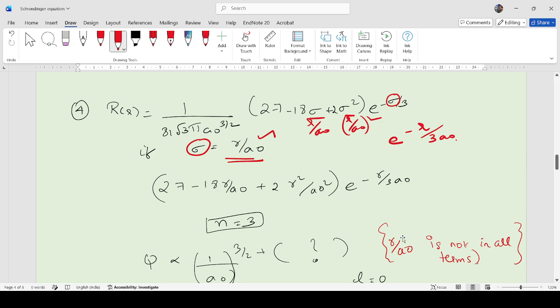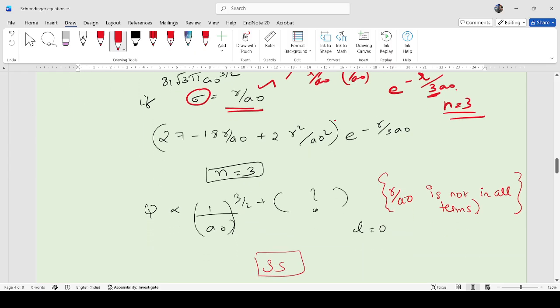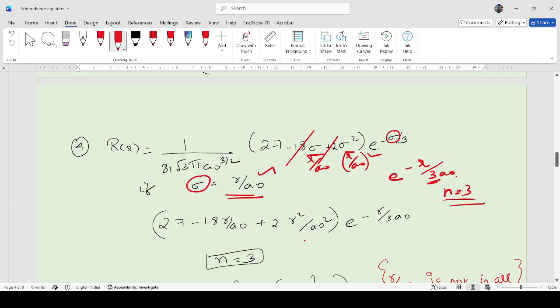Yes, ma'am. So as I mentioned, go for your n value from here. N is 3. You should take the r by a naught value when it is not attached with any other values. Here it is attached with a value, here it is attached with a value. Correct? So I cannot assume any value there. So L becomes 0. So it is 3s. Ma'am, is there no case where L is not 0 but it is attached? No.